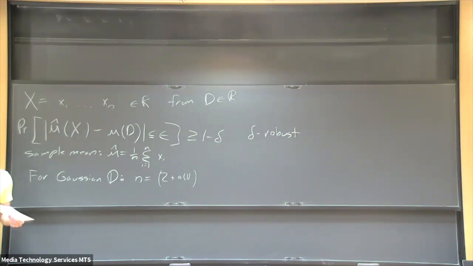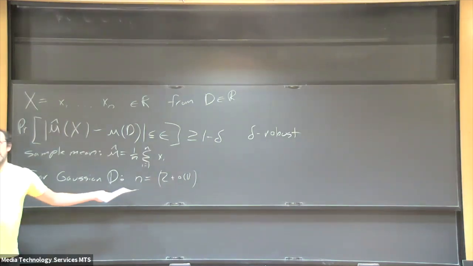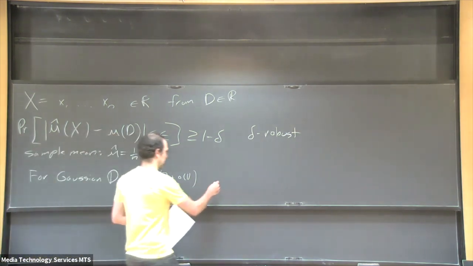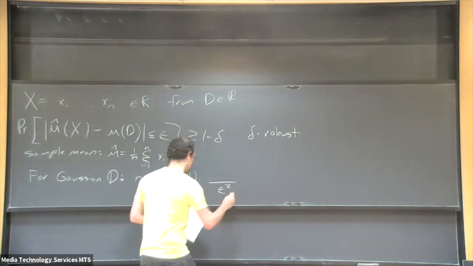About 1 over... not 1 over epsilon. If you average together n samples, how much does the accuracy decrease as a function of n? How much does the error decrease if you average together n IID samples from a Gaussian? One over square root n. Yeah. So the number of samples should be proportional to 1 over epsilon squared. So I put a 1 over epsilon squared.